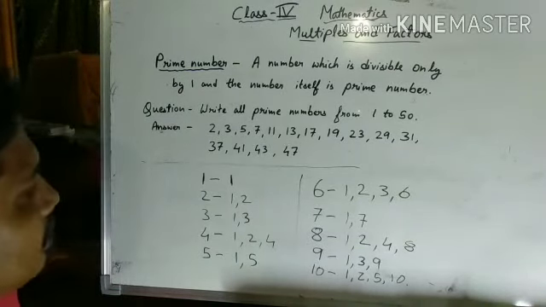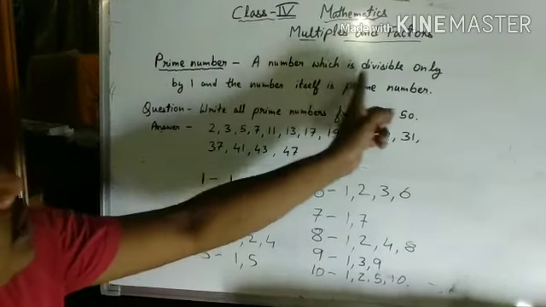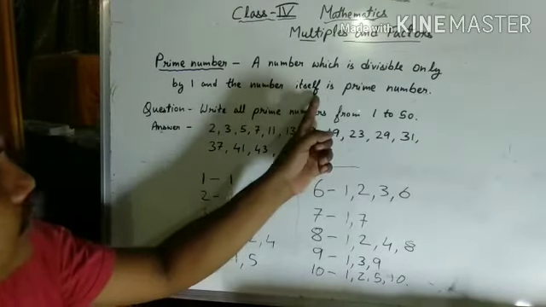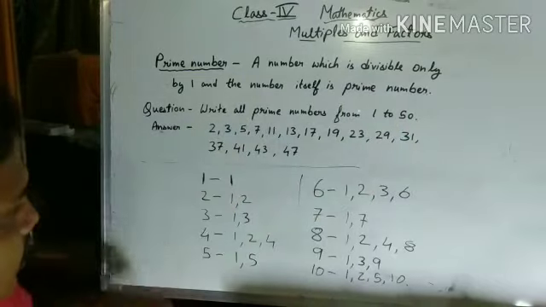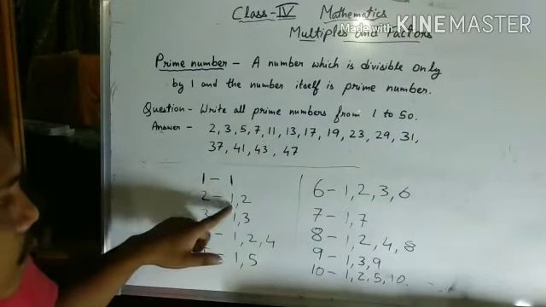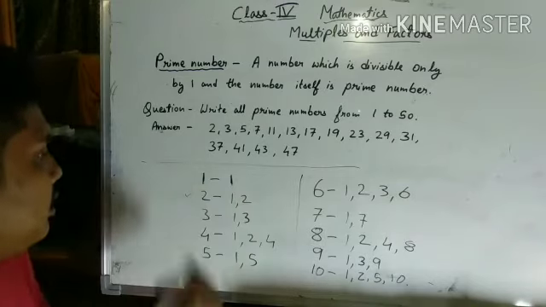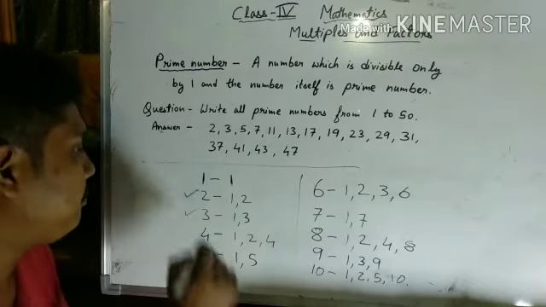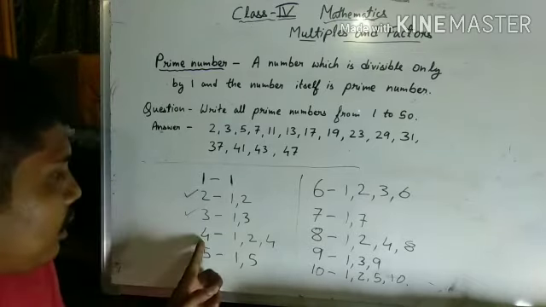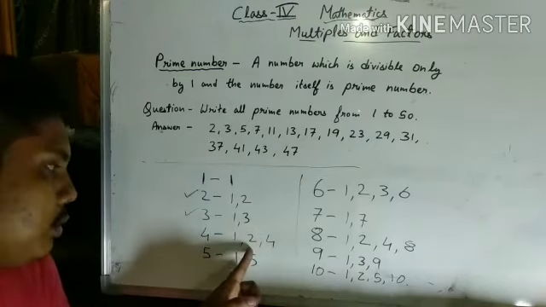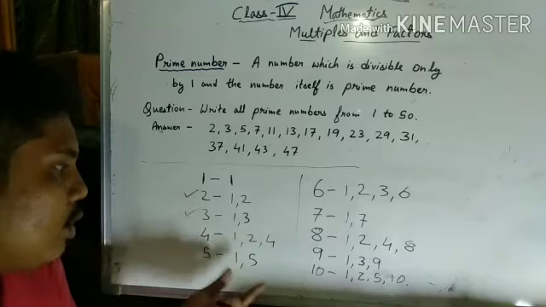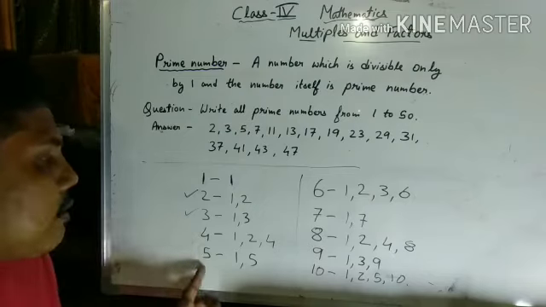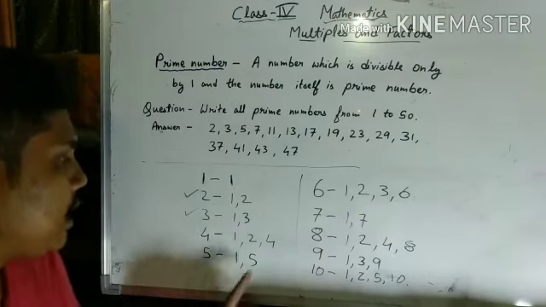Now let's see here. What is our definition? Prime number: a number which is divisible only by 1 and the number itself is called a prime number. So let's see which are the numbers. 2 can be divided by 1 and 2. So this is a prime number. 2 is a prime number. 3 can be divided by only 1 and 3. So 3 is a prime. 4 can be divided by 1, and 4, and 2 also. So beyond 1 and 4 there is another number that can divide 4. So 4 is not a prime. 5 is a prime because 5 can be divided by only 1 and 5. So 5 is a prime.